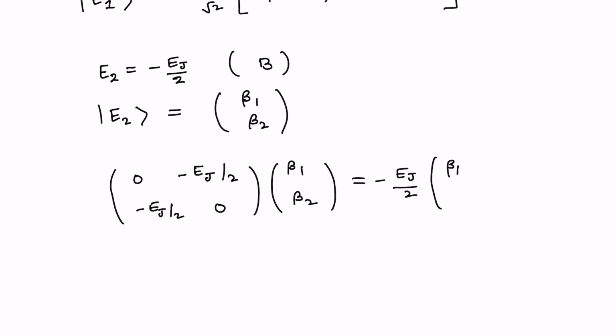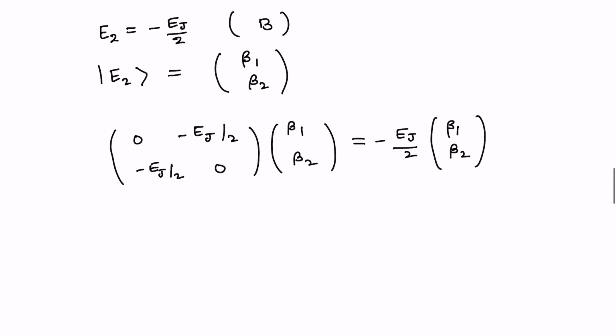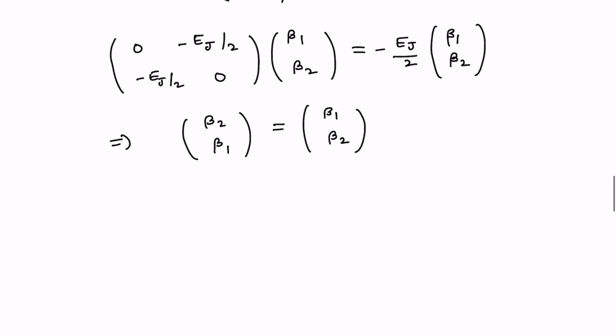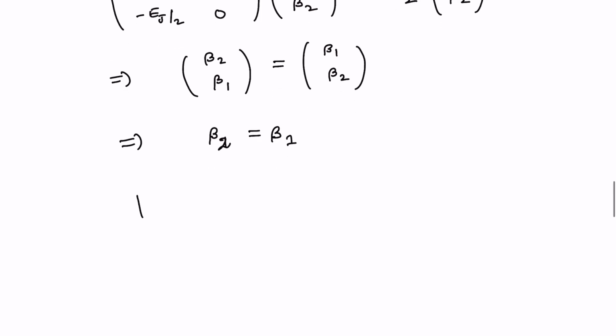Here you are having beta 1, beta 2, and this is going to give you beta 2 by beta 1. Very trivially you can see that beta 2 is equal to beta 1. That means you are going to have beta 2 equal to beta 1, and that means you can take ket E2, which refers to the point B.